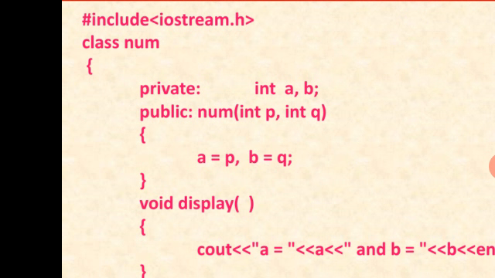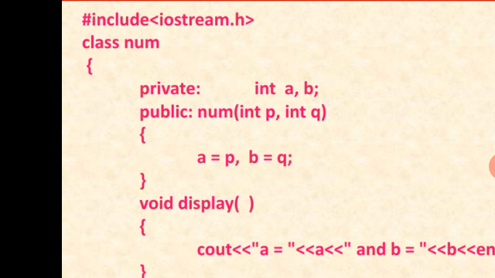Next I have defined the public access specifier. Here you can see I have taken a constructor. How to identify a constructor? I told you in the last class that if the name of the class and the name of the function are the same, then it is a constructor. See here, the name of the class is num, and the function name is also num. So this is the constructor. This is not a simple constructor, it is a parameterized constructor.